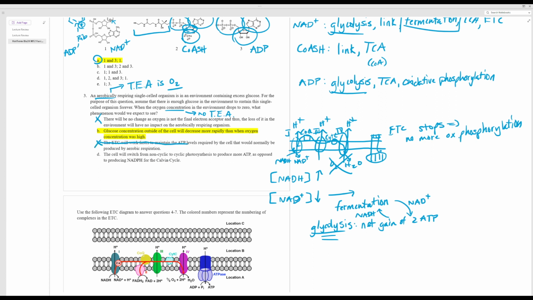In D, the cell will switch from non-cyclic to cyclic photosynthesis to produce more ATP as opposed to producing NADPH for the Calvin cycle. Well, that would be valid if this single-celled organism could perform photosynthesis. But nowhere in this question did it say that the cell could perform photosynthesis. Like, humans can't perform photosynthesis, as cool as that would be, right? We can't do that. And so D could not be true because we have no idea if this cell does photosynthesis.